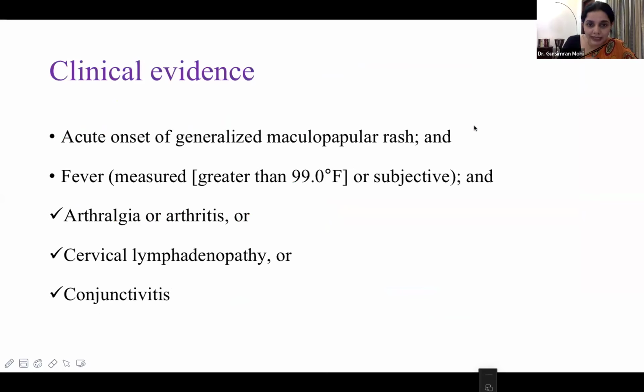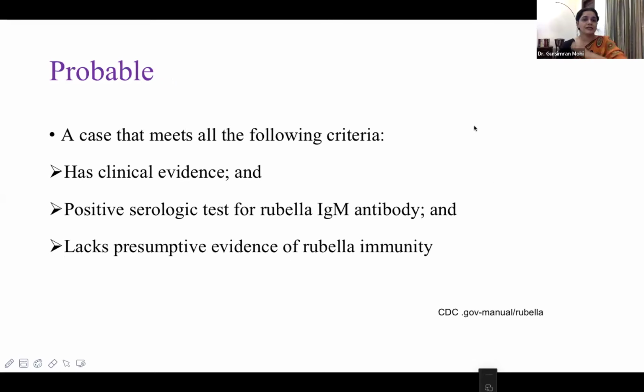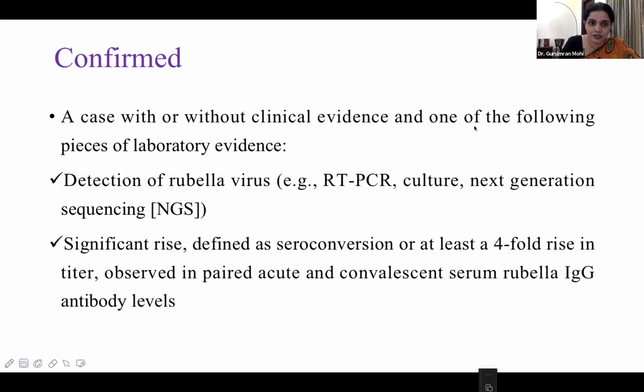Clinically, there is acute onset of generalized maculopapular rash, then fever, and then any of these three: arthralgia, cervical lymphadenopathy, or conjunctivitis. For probable cases, as we have discussed, any of the clinical criteria, then positive IgM, or the patient lacks presumptive evidence of any rubella immunity and has not taken any rubella vaccination.